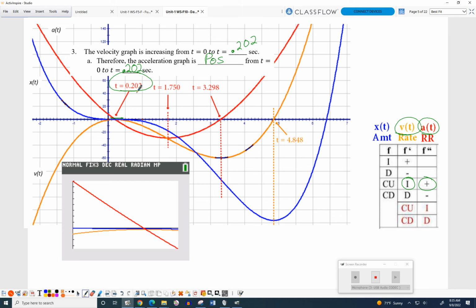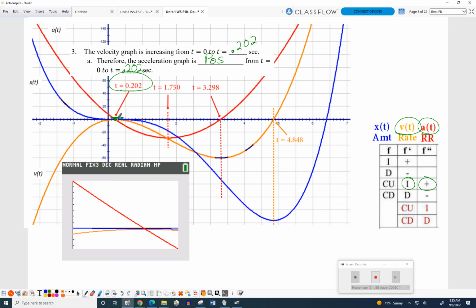At time point 202, the tangent slope of the velocity is 0. That means at that moment, the velocity is not changing because slope is rate of change. So the acceleration, which is the rate of change of velocity, has to be 0. That's why right there, the value of the acceleration is precisely 0.